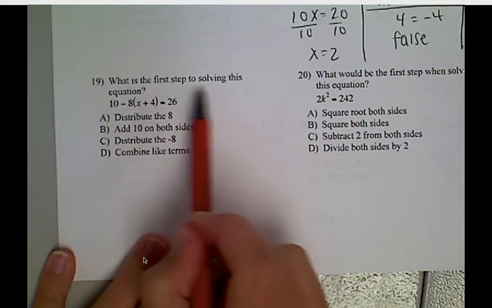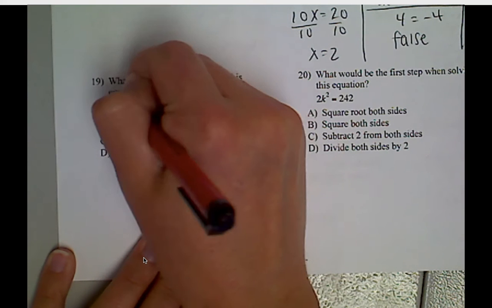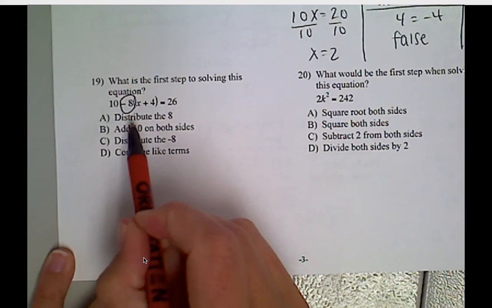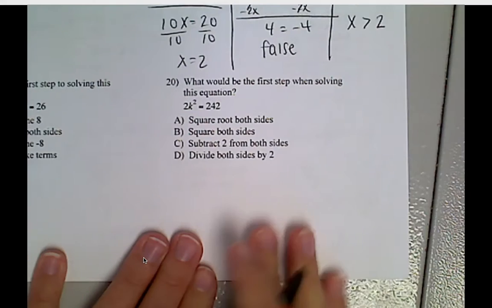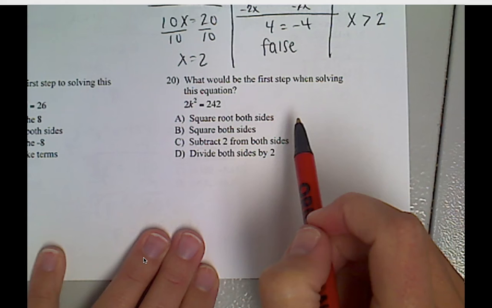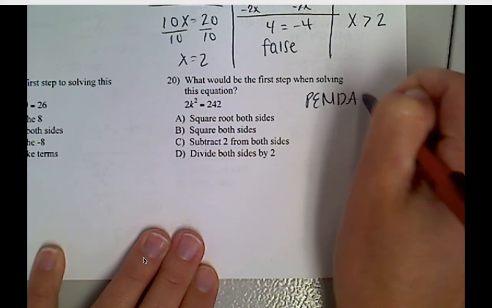Right here, which is the first step to solving it, you always want to eliminate the parentheses first, okay? If you follow your graphic organizer, you eliminate the parentheses by distributing not a positive 8, but a negative 8. You got to keep the sign that's in front of it, okay? So it's going to be C. D would be the first step when solving this equation, okay? Think about PEMDAS backwards if you get kind of confused.